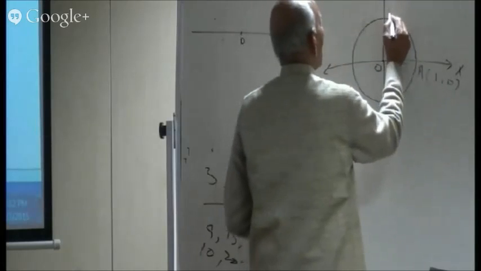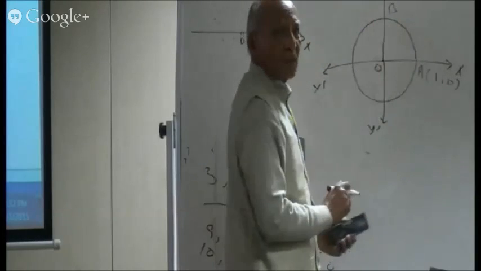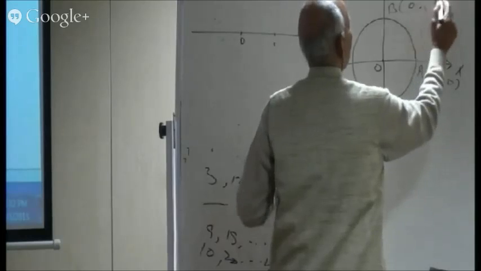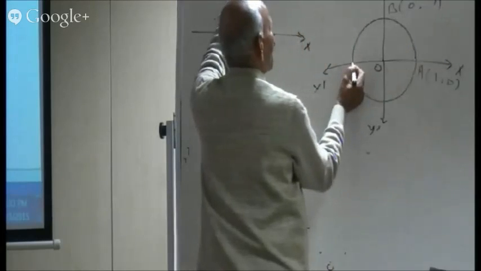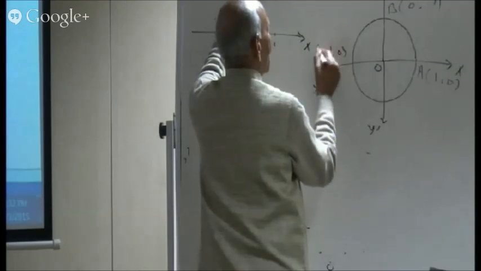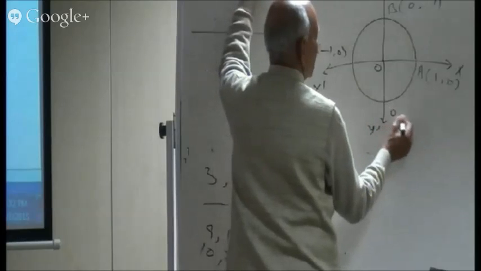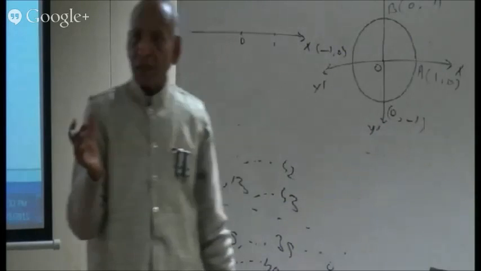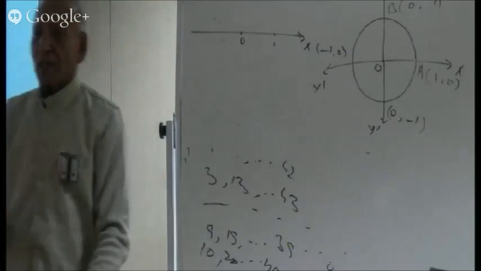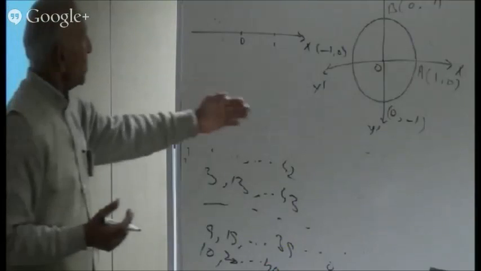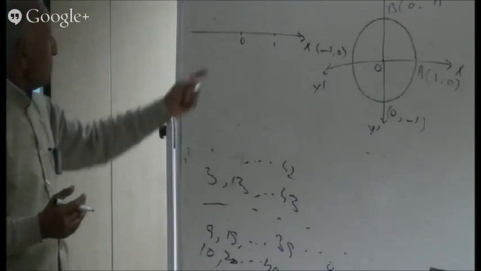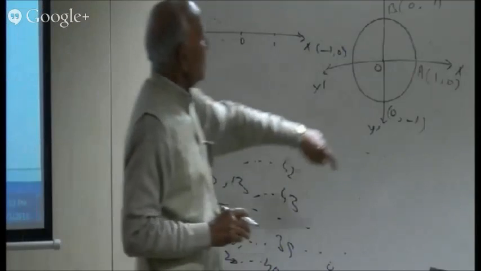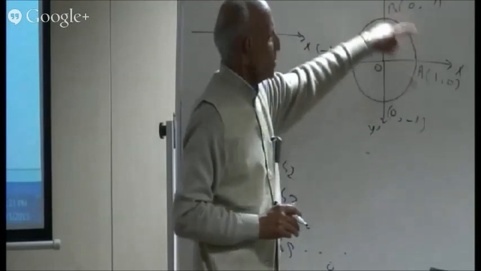What should be the coordinates of this point? 0, 1, right? And then what will be the coordinates of this point? -1, 0. The coordinates of this point, 0, -1. I think there is no problem. This radius we have taken as 1 unit, so we can take the coordinates of these points as 1, 0 and 0, 1, and all that. And what can you think about the circumference?